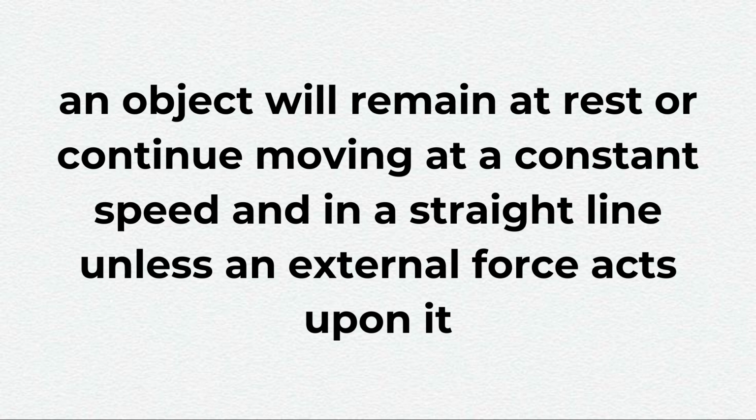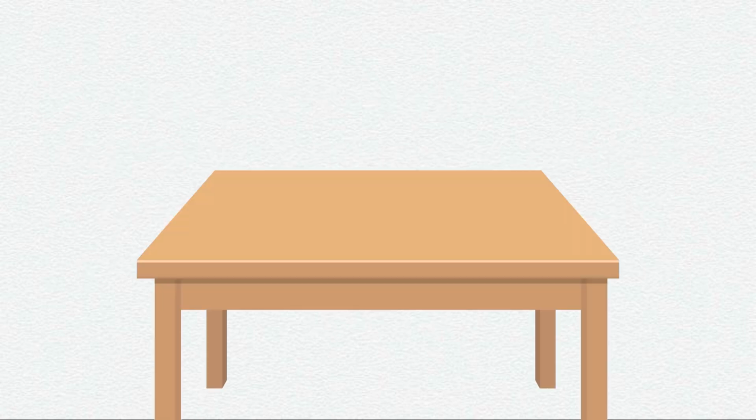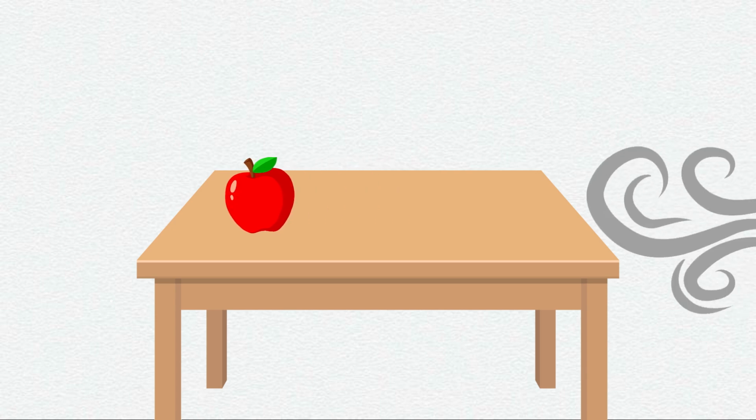On a more real note, Newton's first law of motion states that an object will remain at rest or continue moving at a constant speed and in a straight line unless an external force acts upon it. This basically means that if you put an apple on a table, it won't move unless a force acts on it, like a gust of wind.